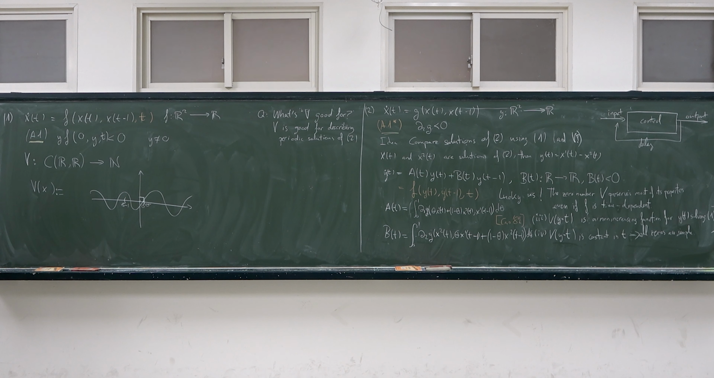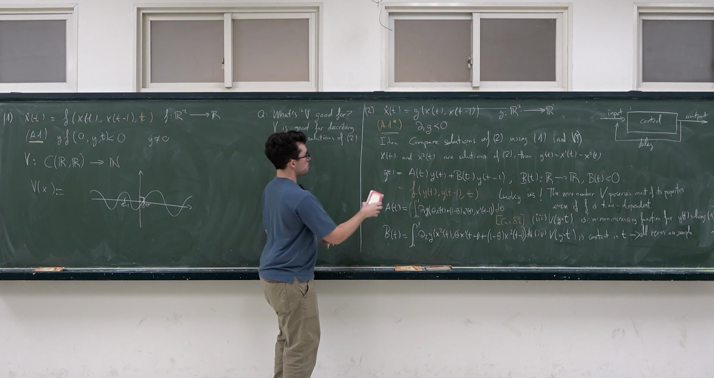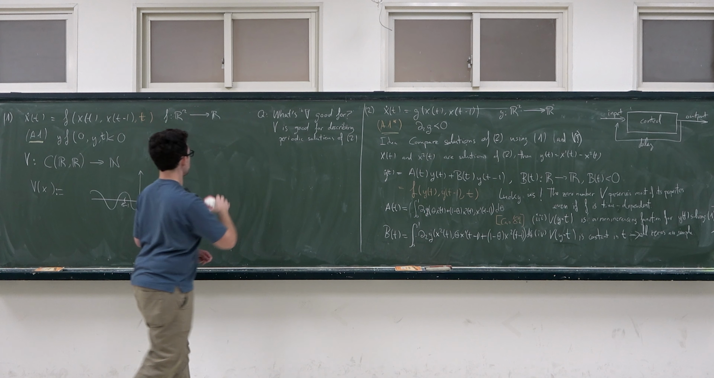So let me make a remark here. Be careful here, the x1 and x2 are solutions to the nonlinear equation, but the difference satisfies the linear one. So in this way, we can compare different solutions of this equation by using the zero number.